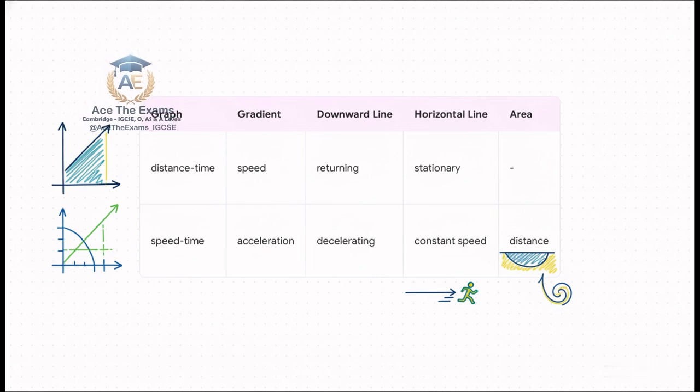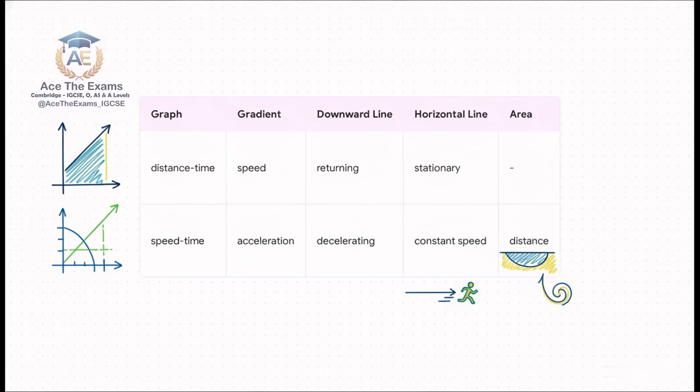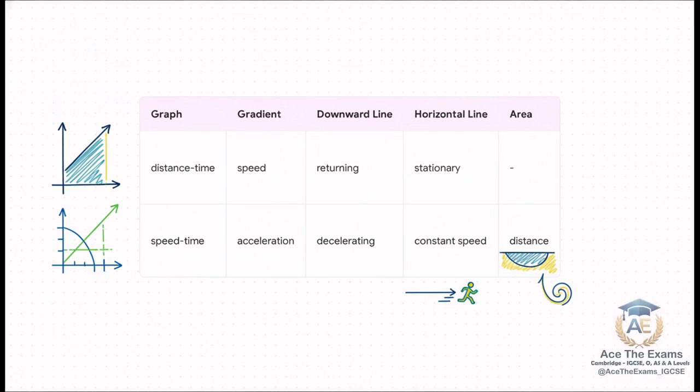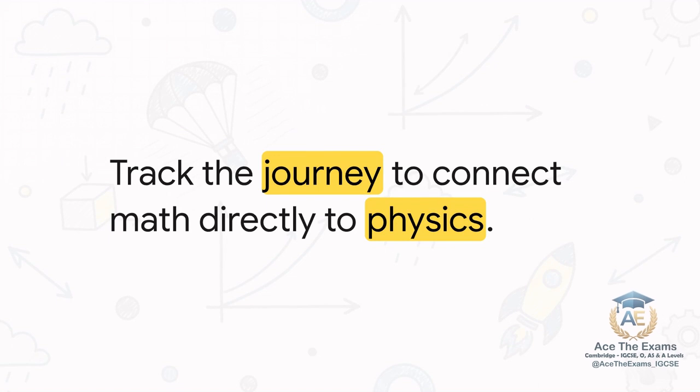A downward slope means decelerating, so slowing down. A horizontal line means there's absolutely no change in speed, the object is moving at a constant speed. And hey, if they ever ask you for the distance travelled, you just find the area under the graph. So the absolutely crucial point here is knowing exactly which set of rules to apply before you even write your very first word. Now, let's look at the data to see how this builds into the actual physics context.